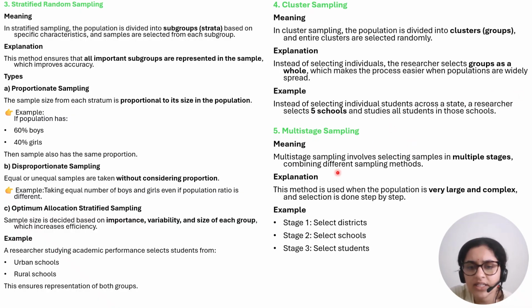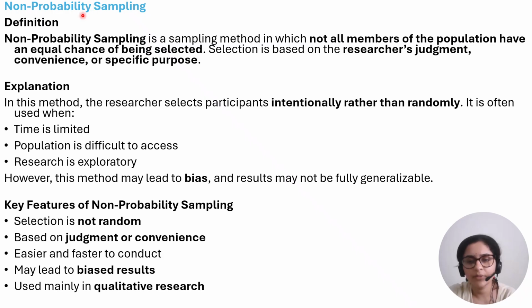Then multi-stage sampling involves selecting samples in multiple stages, combining different sampling methods. So this one will combine various sampling methods. It is used when the population is very large and complex. In the first stage, the researcher will select districts, and in the districts next he will select schools. From the schools he will select the students. We are done with probability sampling.